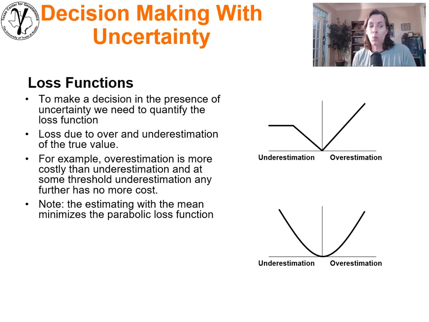The methodology we'll employ is called a loss function. If you need to make a decision in the presence of uncertainty, we need to work with a loss function. What a loss function does for us is quantify the loss or the cost due to under and overestimation. Now, it's interesting because what we may find is that, in general, they are not symmetric.